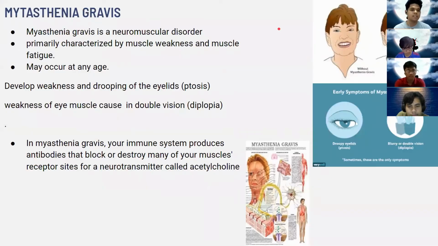So the first disease is myasthenia gravis. It's a neuromuscular disorder, primarily characterized by muscle weakness and muscle fatigue, and it may occur at any age. The symptoms are weakness and drooping of the eyelids, and weakness of the eye muscles causes double vision. In myasthenia gravis, your immune system produces antibodies that block or destroy many of your muscle receptor sites for the neurotransmitter called acetylcholine.